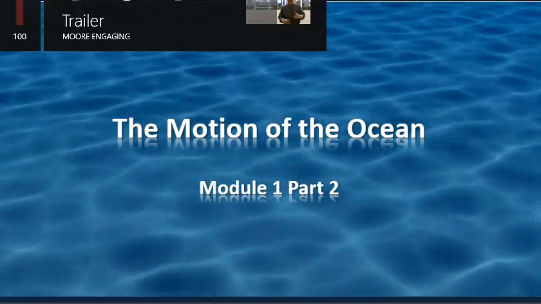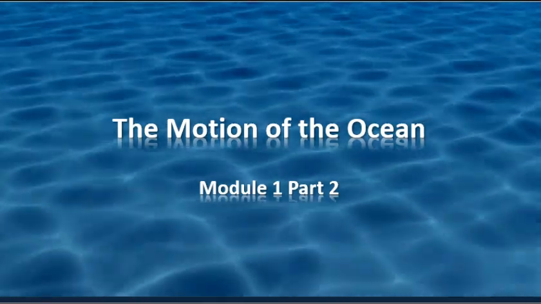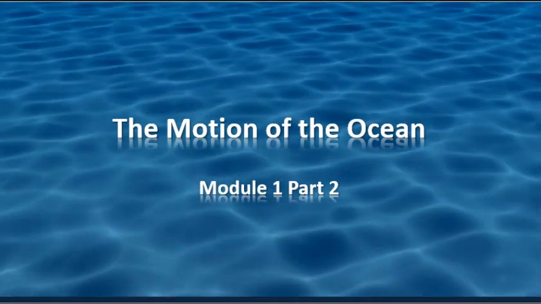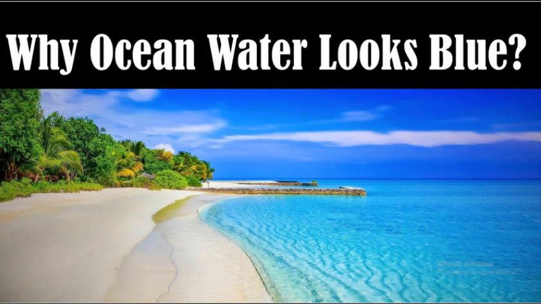Okay. Motion of the oceans. We're still very general here as far as the ocean. Remember we talked about salinity last time. Now we're going to be looking at motion and wind and things like this. All right, so first question is, why does ocean water look blue?